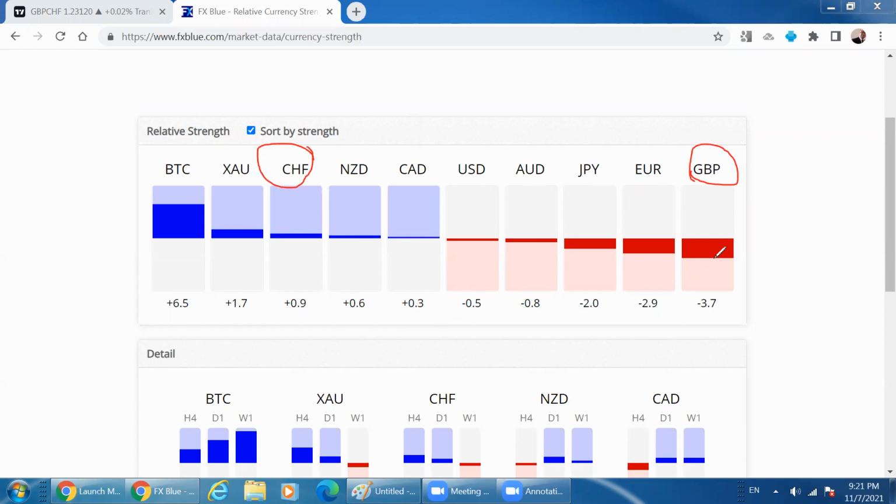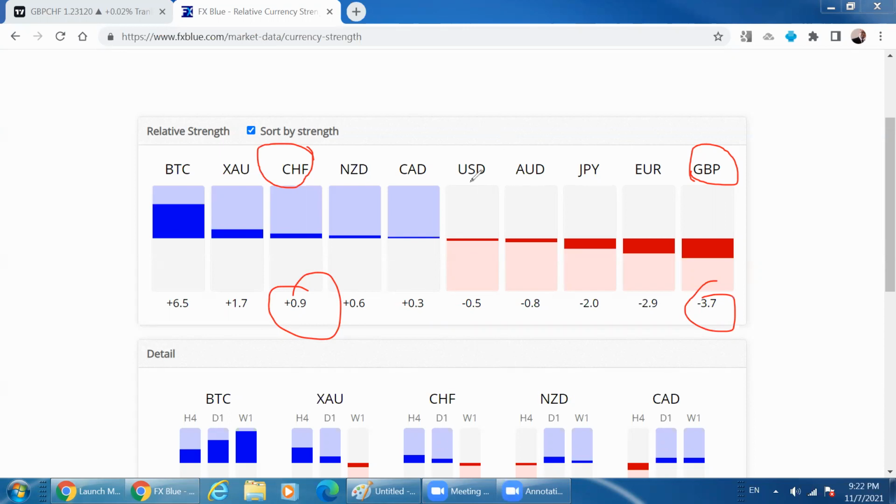What pair should you be looking at next week? Well, you know, the Swiss is one of the strongest of the currencies, and you know that the pound is the weakest. All right, look at the numbers. Very weak, very strong. What pair should you be looking at? Pound Swiss. You should be looking to short pound Swiss.